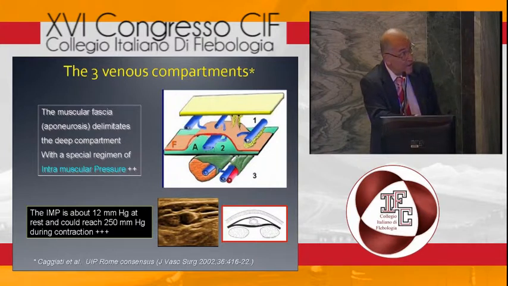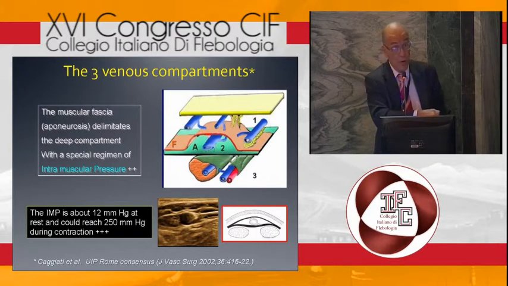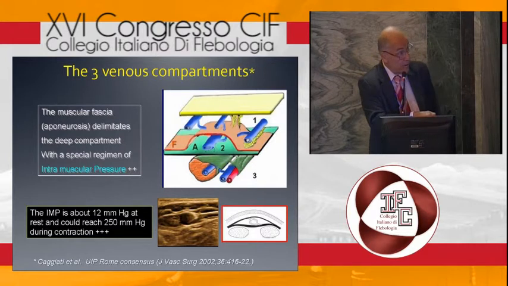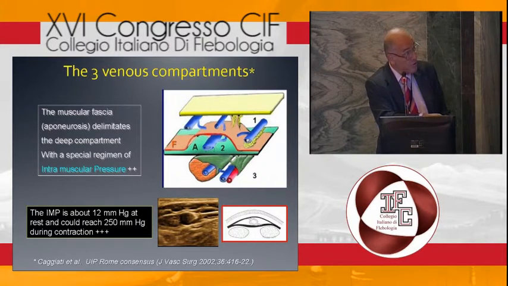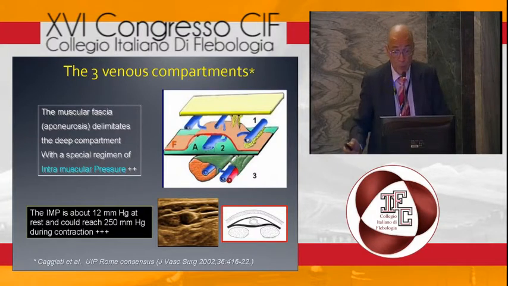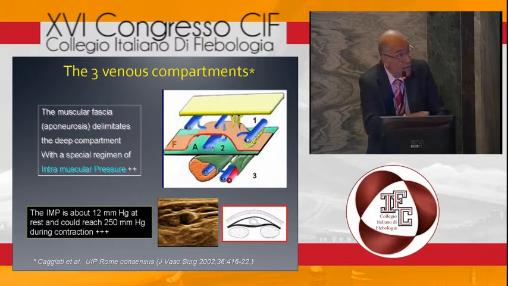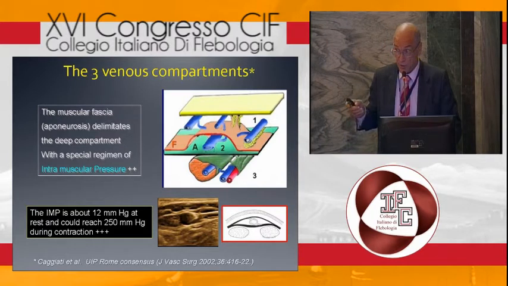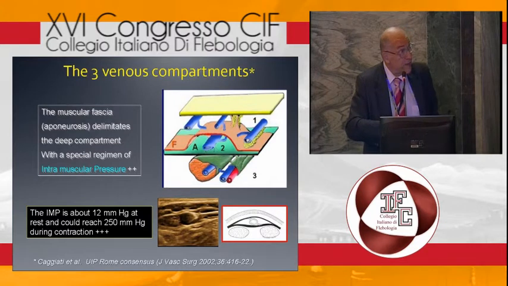This is mostly important because the intramuscular pressure is a special compartment, and it is completely separate from the other compartment, the superficial. And why is it so important? Due to this division, you have an intramuscular pressure which is very low at rest, but which could reach more than 250 millimeters of mercury during muscular contraction. So this is very important regarding the effects on the deep veins, which are inside this compartment.